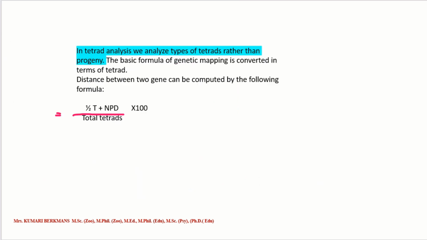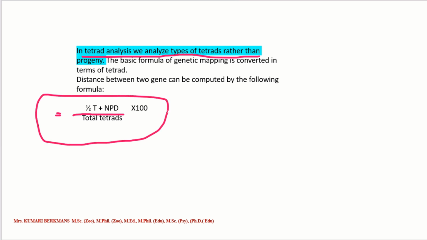Now in tetrad analysis we analyze all types of tetrads rather than the progeny. The basic formula for this is half T plus NPD divided by total tetrads into 100. This is the formula for distance between two genes. Distance between two genes can be calculated by using this formula.